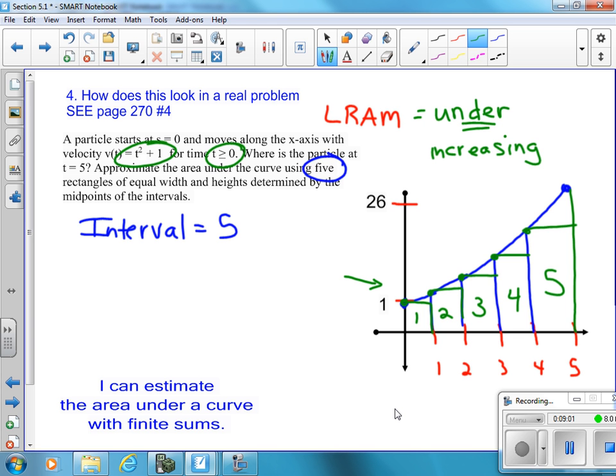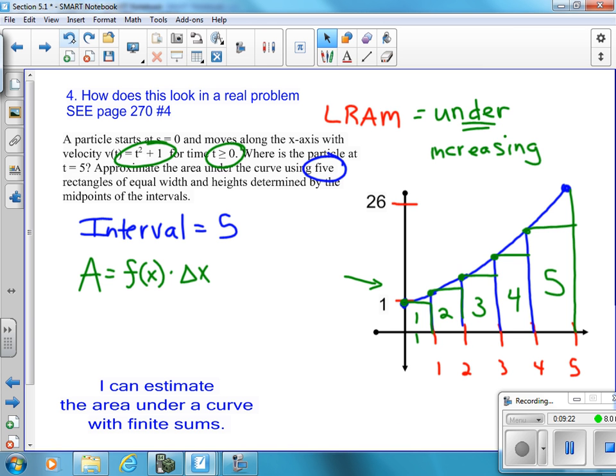The area of each of our rectangles is the function value times the change in the x value. The change in the x value is 1. The width of each rectangle is 1, so our delta x is always 1. Our function value depends on what the x value is.